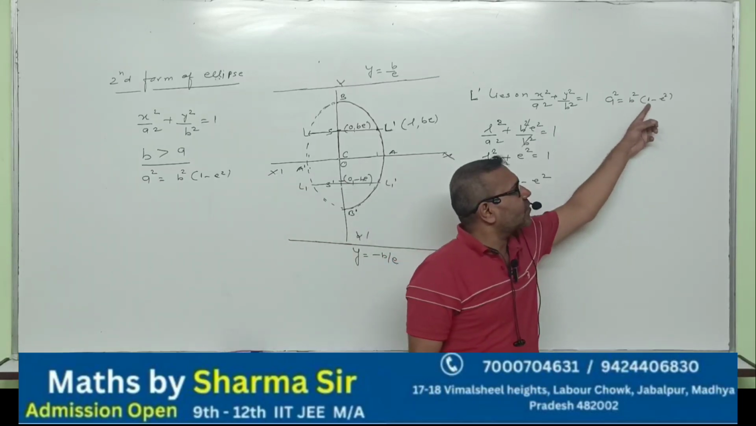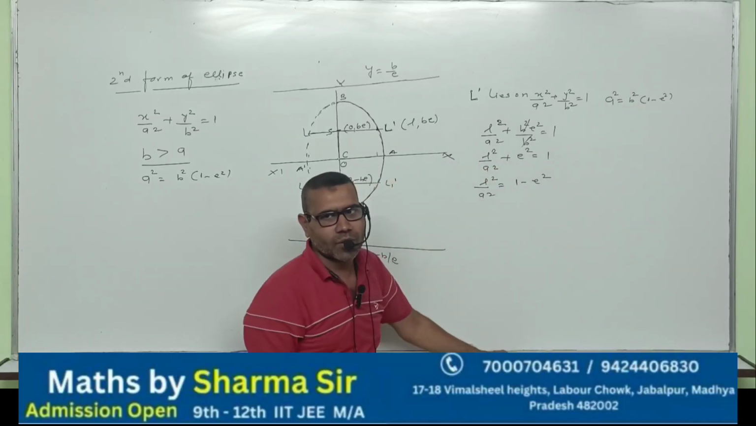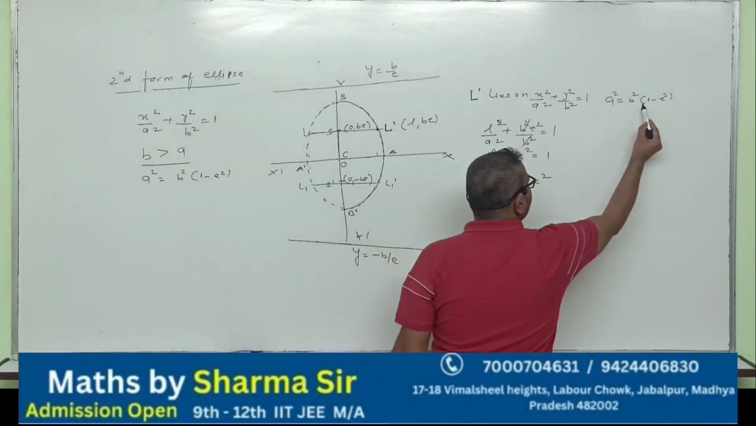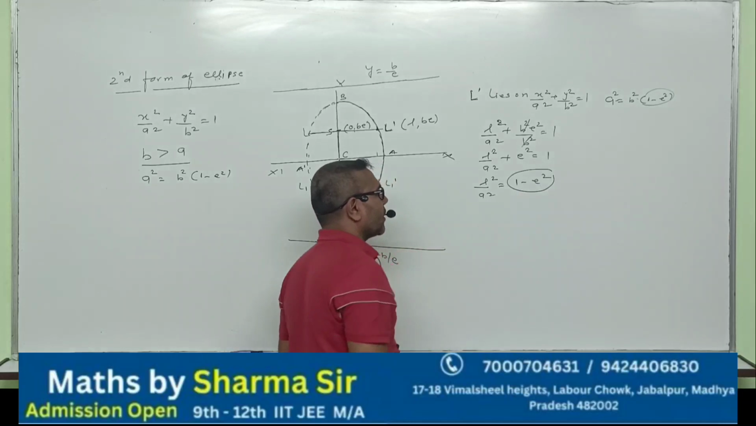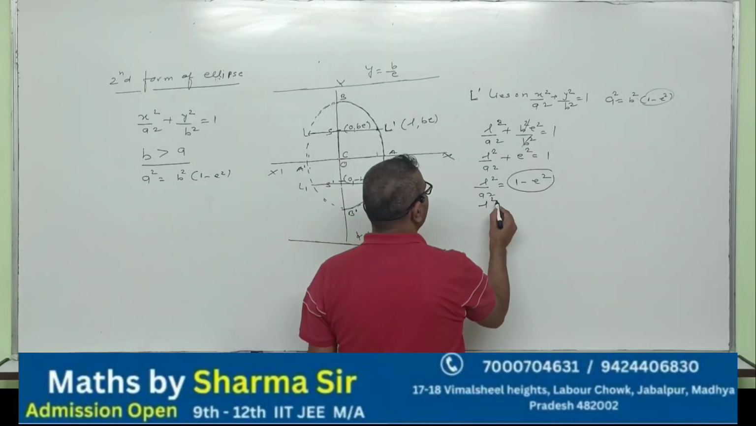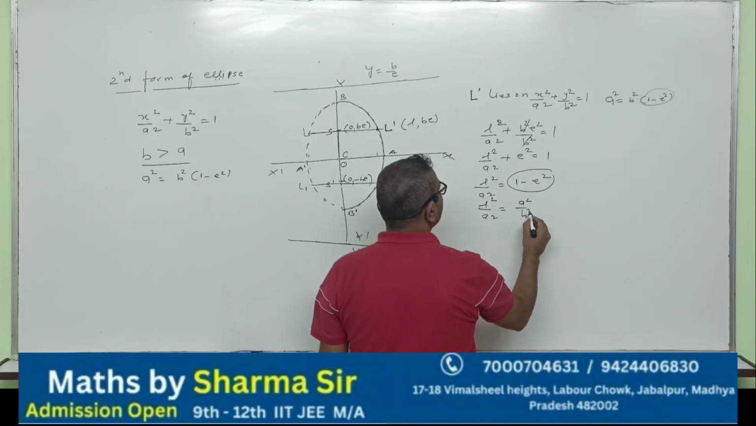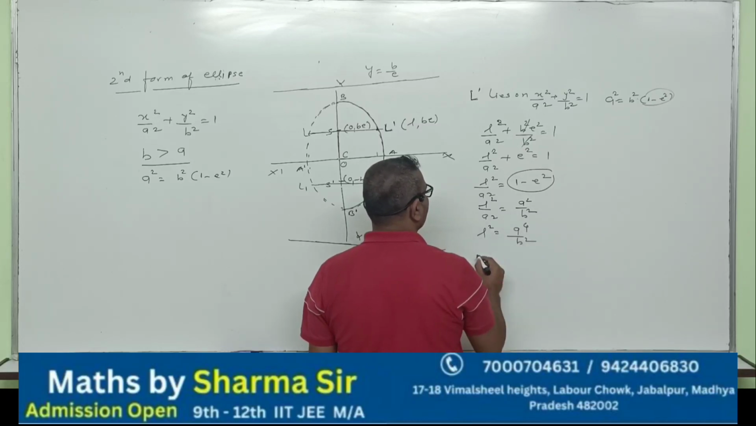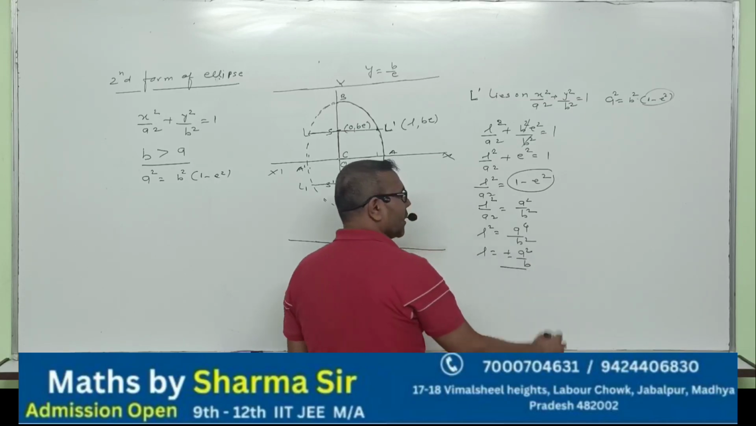Obviously, if I am interested to find the value of 1 minus e square, it can be expressed as a square upon b square. Let's see what happens if we take this value from this relation and we substitute it right over here in this relation. And if really you will do so, this will be L square upon a square is equal to a square upon b square. So L square is going to be a to the power 4 upon b square, or L is equal to plus minus a square upon b.